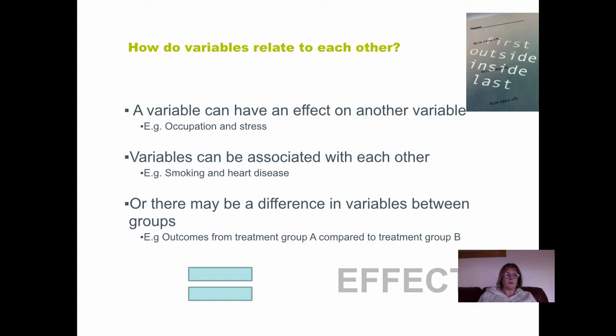A variable can have an effect on another variable. Your job, your occupation, is a variable, and a variable that might have an effect on that is stress. Variables can be associated with each other, smoking and heart disease, or there may be a difference in variables between groups. For example, in a randomized control trial, you might see the outcomes from treatment group A are different compared to treatment group B.